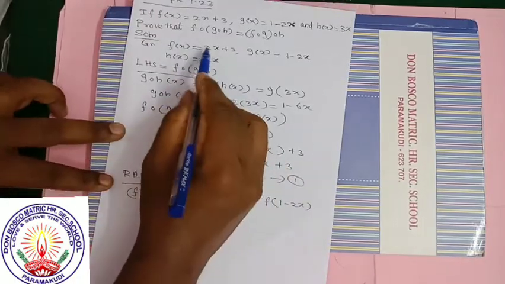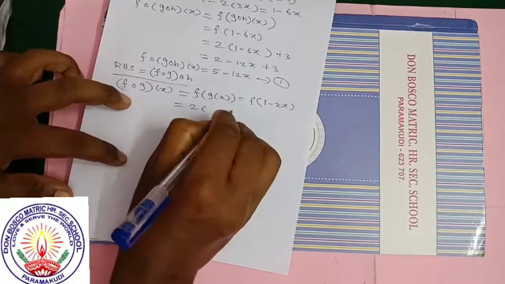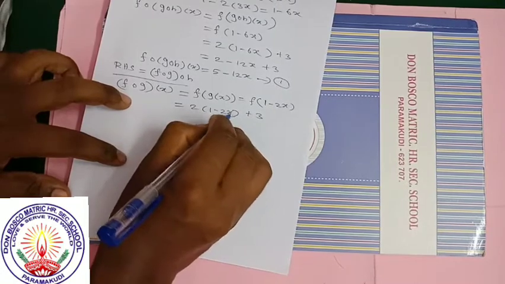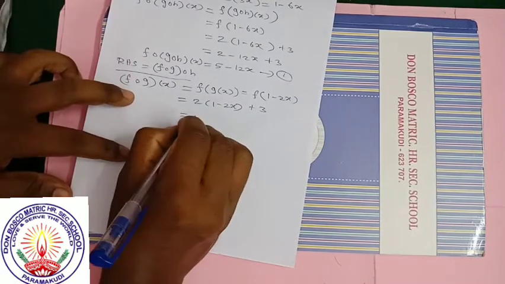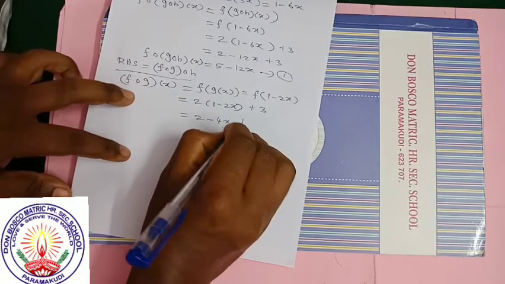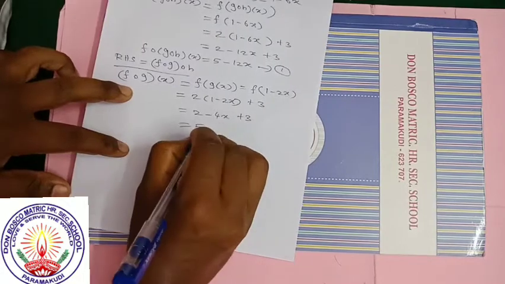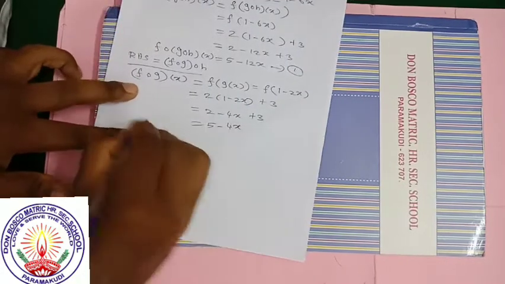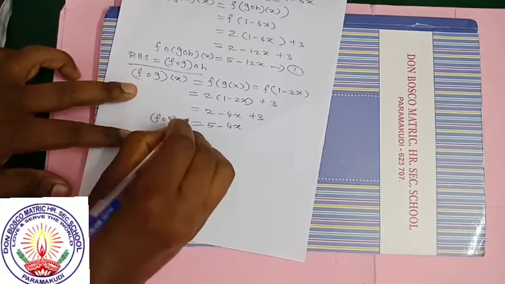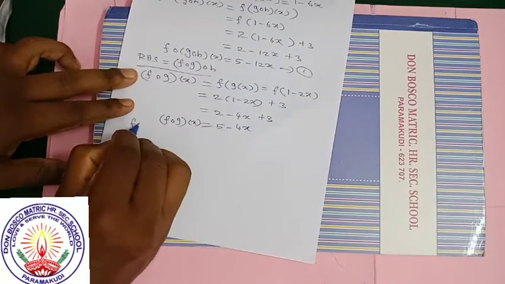What is the work of f? Multiply 2 then add 3. So it is 2 into plus 3. What is inside? 1 minus 2x. Now multiply 2 inside. 2 minus 2 into 2 is 4x, plus 3. So 2 plus 3 is equal to 5 minus 4x. What is this? f composition g of x.